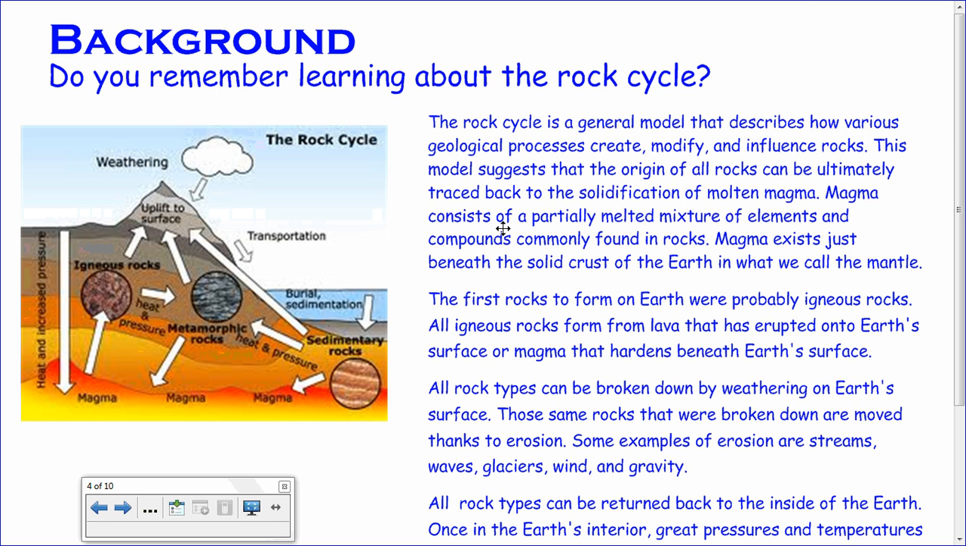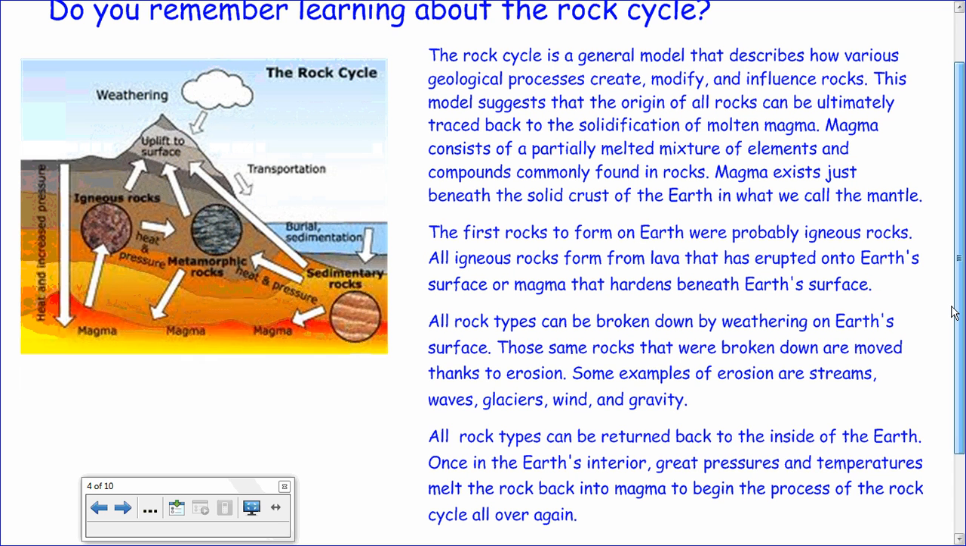Magma consists of a partially melted mixture of elements and compounds commonly found in rocks. Magma exists just beneath the solid crust of the Earth in what we call the mantle. The first rocks to form on Earth were probably igneous rocks. All igneous rocks formed from lava that has erupted onto the Earth's surface.